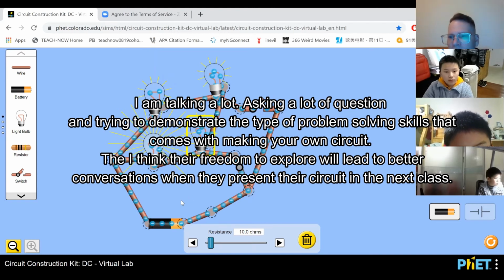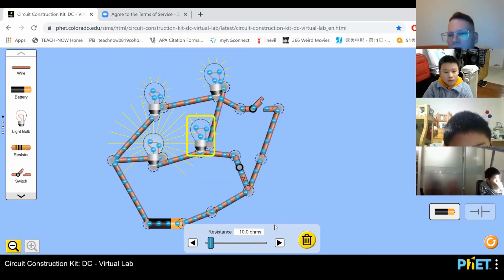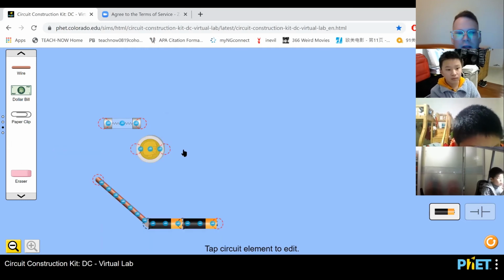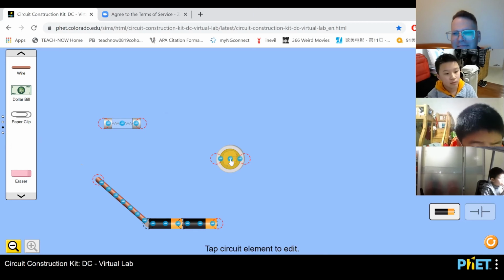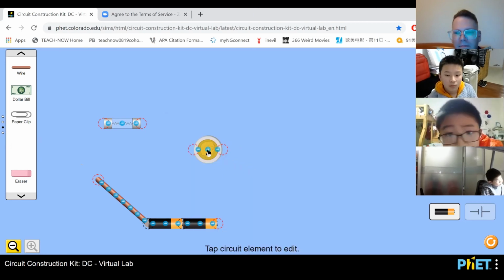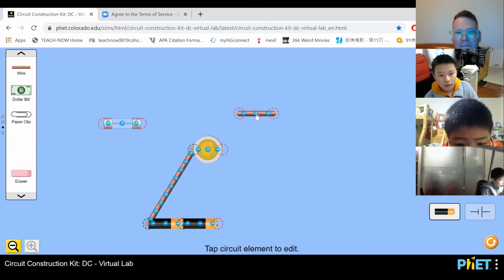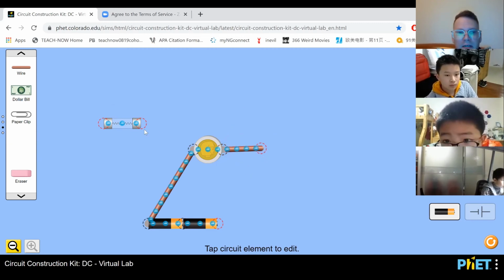What do you think? Should we try adding anything? What could we add to make all the lights brighter? Should we try connecting the battery to a coin? What do you think will happen? Nothing happened. Nothing? The electricity will go through the coin in a short circuit. You think we'll get a short circuit?